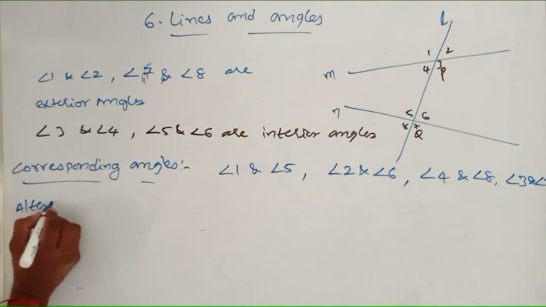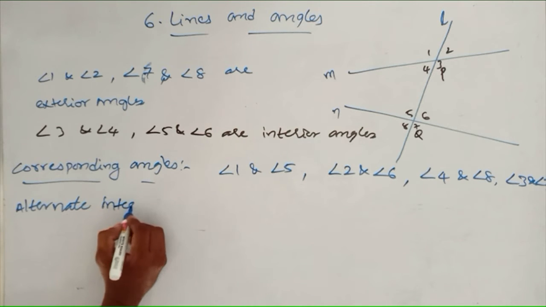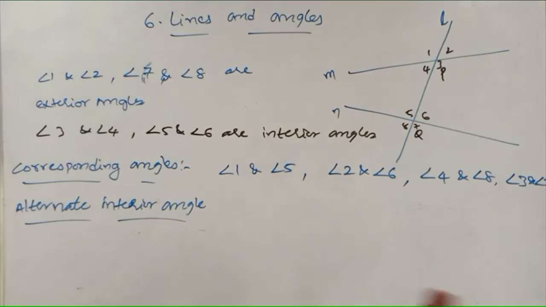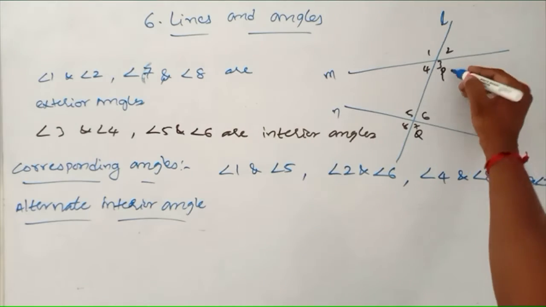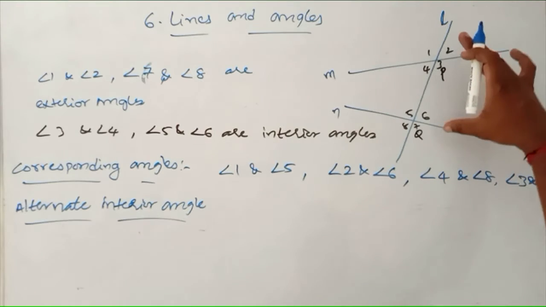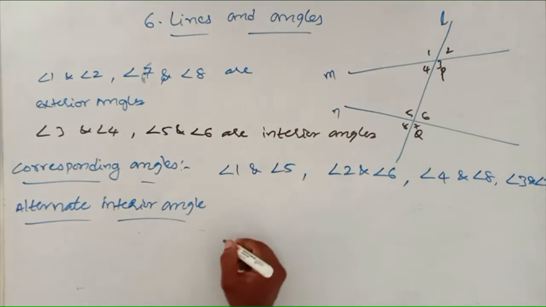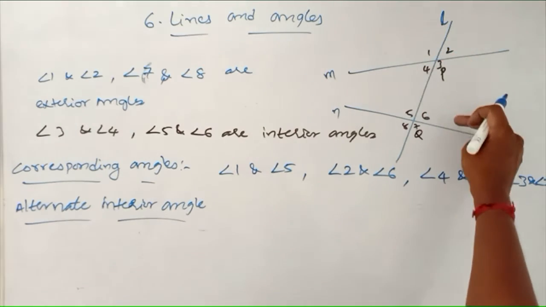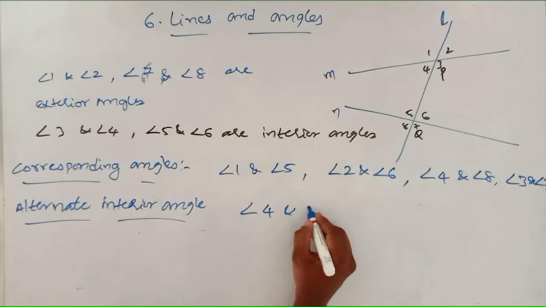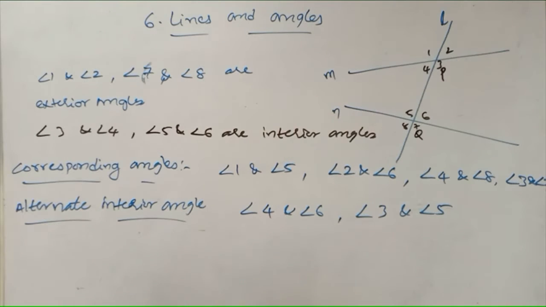The next is alternate interior angles. Alternate means one is going to be on the left side and one on the right side. Interior angles are the angles present in between the two lines, that is M and N. Alternate means one is on the right side and one is on the left side of the transversal. So angle 4 and angle 6, angle 3 and angle 5 are alternate interior angles.